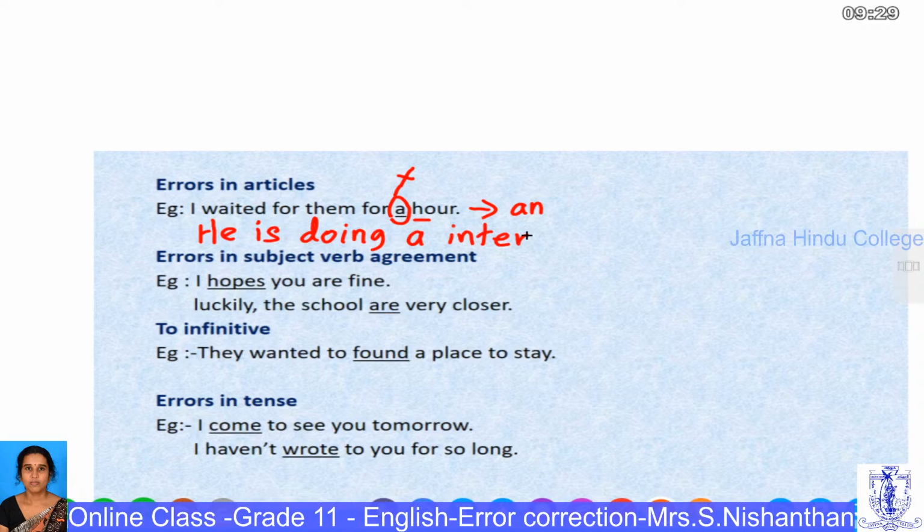He is doing an internship program. What is the error there? Can you spot the error? He is doing an internship program. Is it correct? The error here is, so it should be changed as and. Like that. There may be errors in articles. And another important error that can be common, you can find it, errors in subject verb agreement.